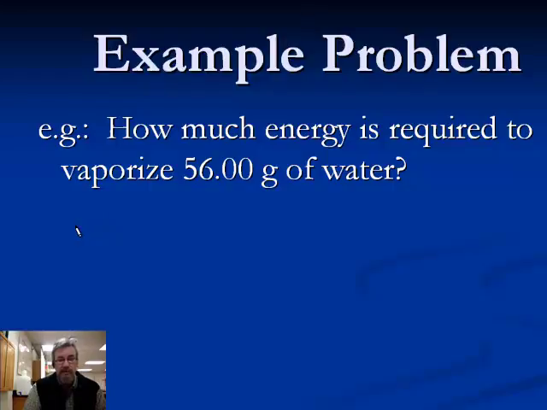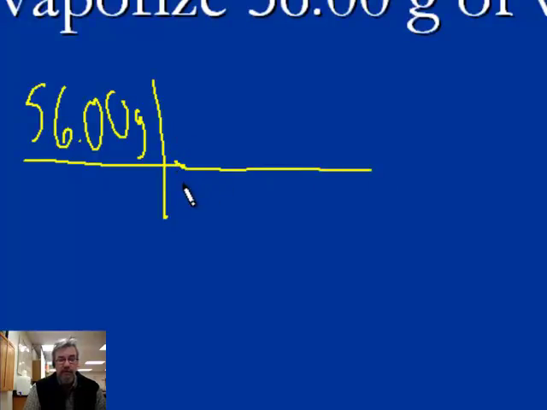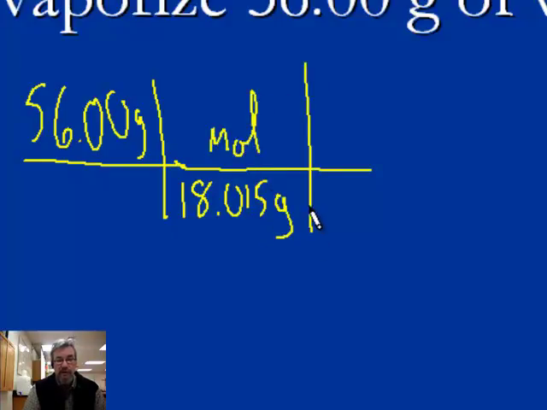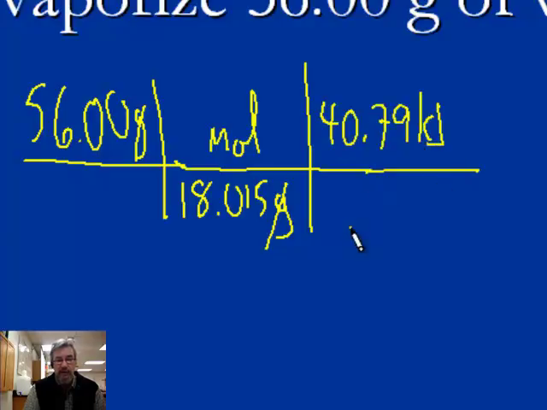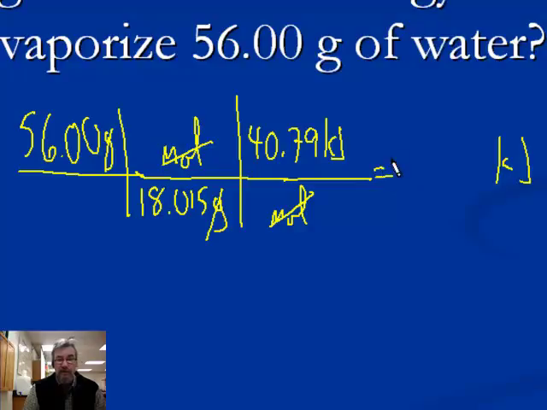We know that this is based on per mole, so we could start out by taking our 56 grams of water and changing it into moles. The molar mass of water turns out to be 18.015 grams: 2 hydrogen masses plus 1 oxygen mass. So that gets us into moles. And then we know that vaporizing takes 40.79 kilojoules of energy for every mole of water. So multiplying by that factor is going to give us how many kilojoules it takes. And the answer is approximately 127 kilojoules.